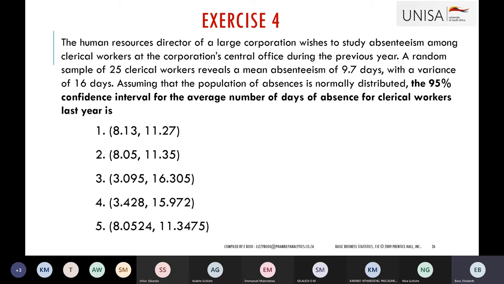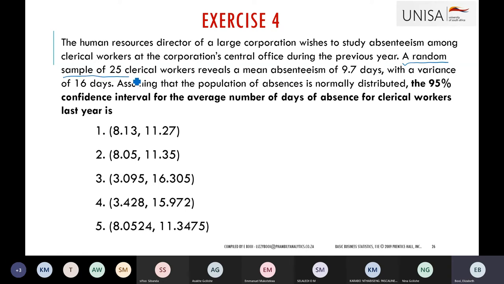Reading this question, it says, the human resource director of a large corporation wishes to study absenteeism among clerical workers at the corporation's central office during the previous year. A random sample of 25 clerical workers reveals a mean absenteeism of 9.7 days, with the variance of 16 days. Assuming that the population of absences is normally distributed, the 95% confidence interval for the average number of days of absence for clerical workers last year is. Can you see how they posed the question?